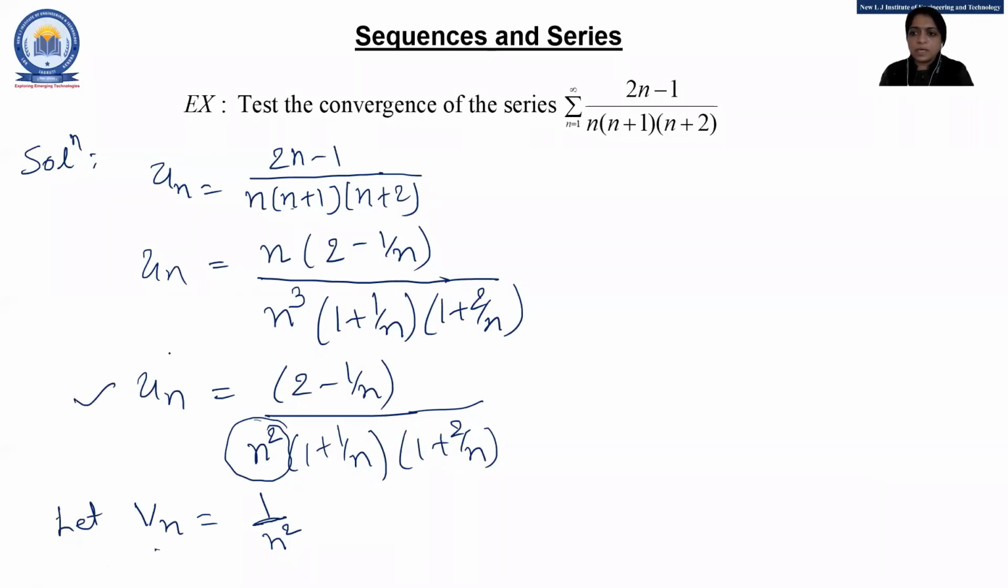We want to apply the comparison test. For applying the comparison test, we want Vn, and we select Vn as 1 upon n square because in Un there is n square. If in Un I have 1 upon n cube, then I select my Vn as 1 upon n cube. If in Un I have 1 by n, then I select my Vn as 1 by n. That's why we solve our examples very easily. Otherwise, it is very tough and we cannot apply our comparison test.